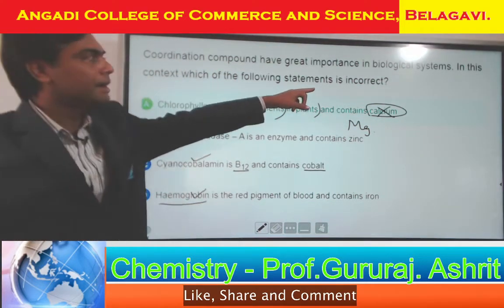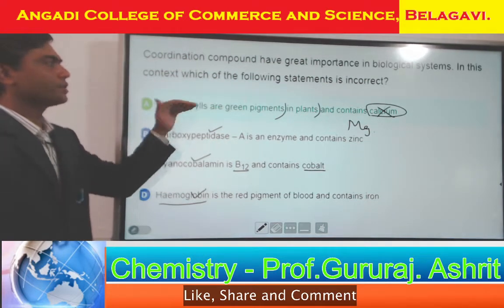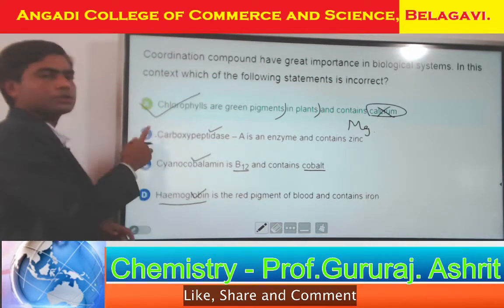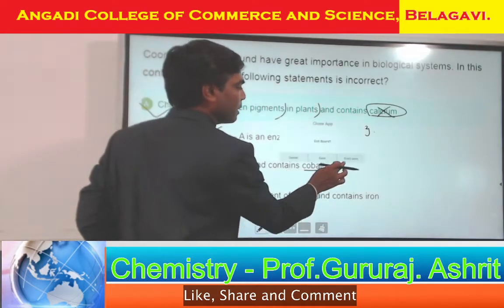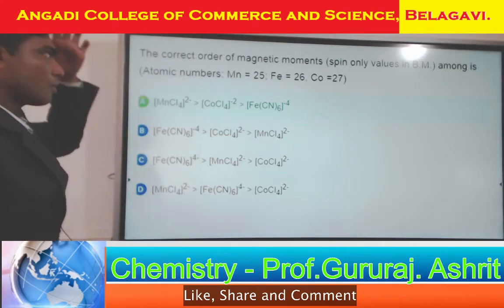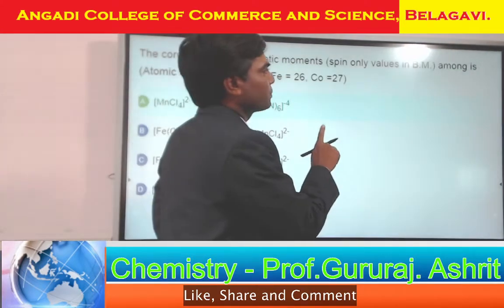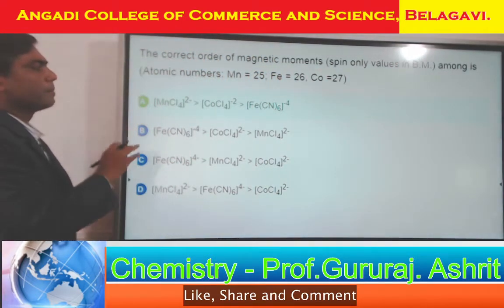He asked for the incorrect statement. These are three correct statements. This one is false. Hence the answer for this question is A. What should be present? It should contain magnesium. Next question. The correct order of magnetic moments, spin only values in Bohr magneton, among the compounds is.